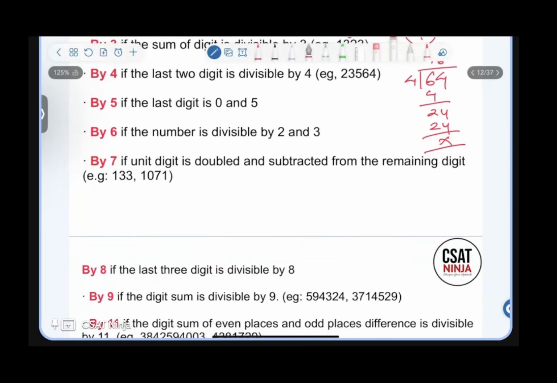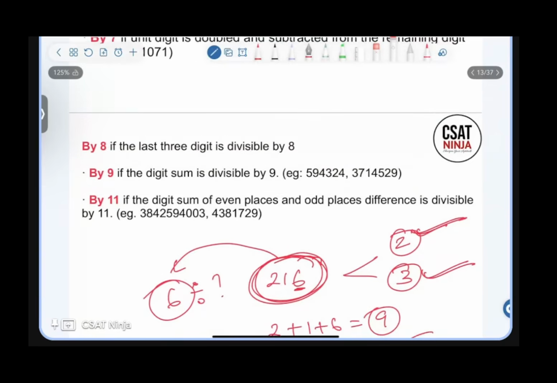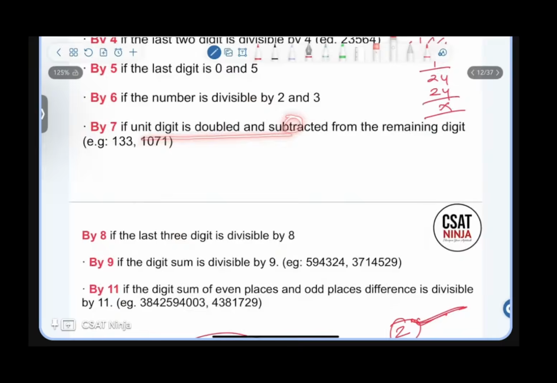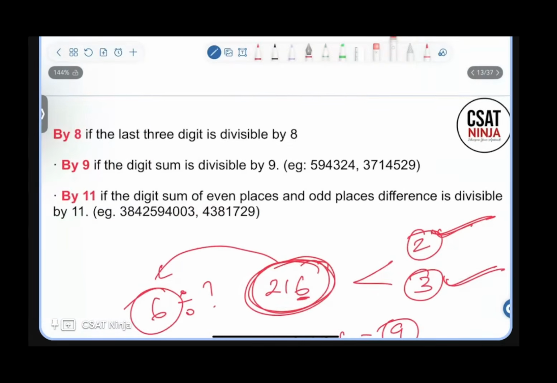Okay, you can just go through and understand something there. That's the reason why I just wrote it down there. By 8, if the last 3 digits are divisible by 8, so the relation is like this. For 4, it was the last 2 digits, and for 8, it will be the last 3 digits.